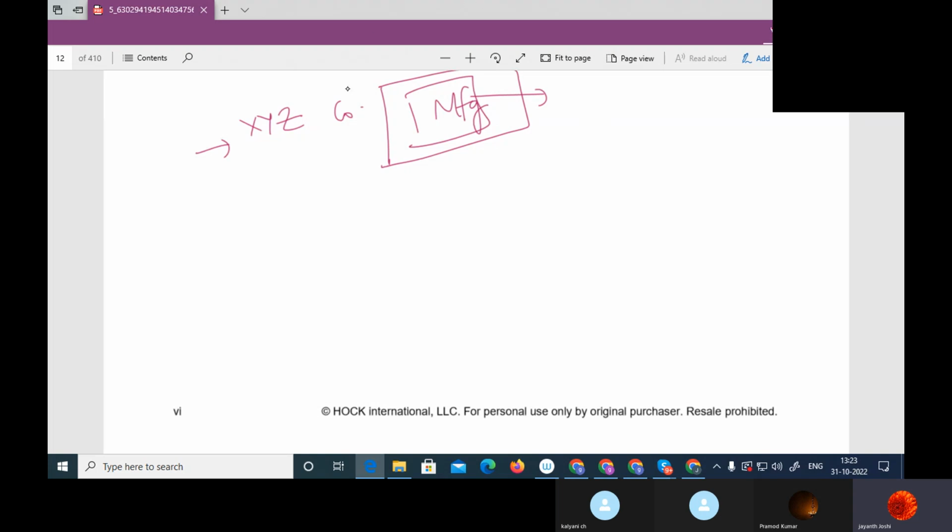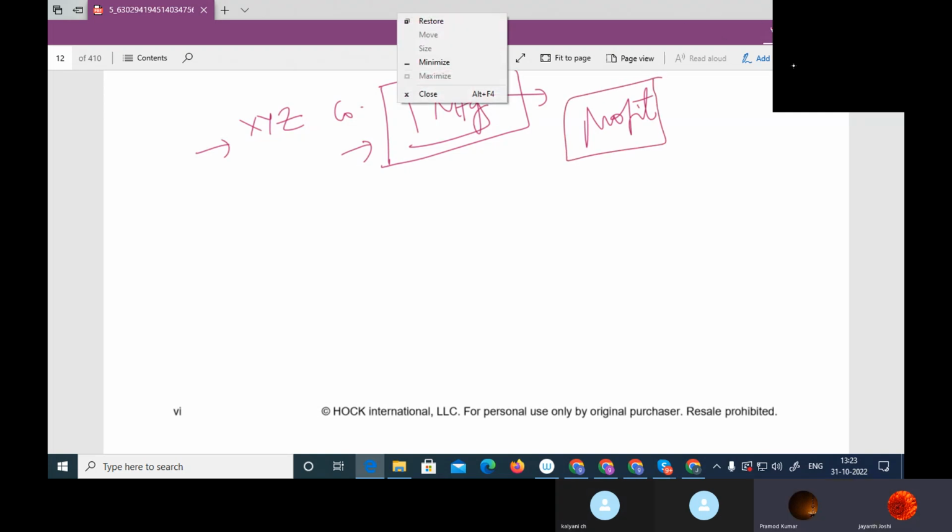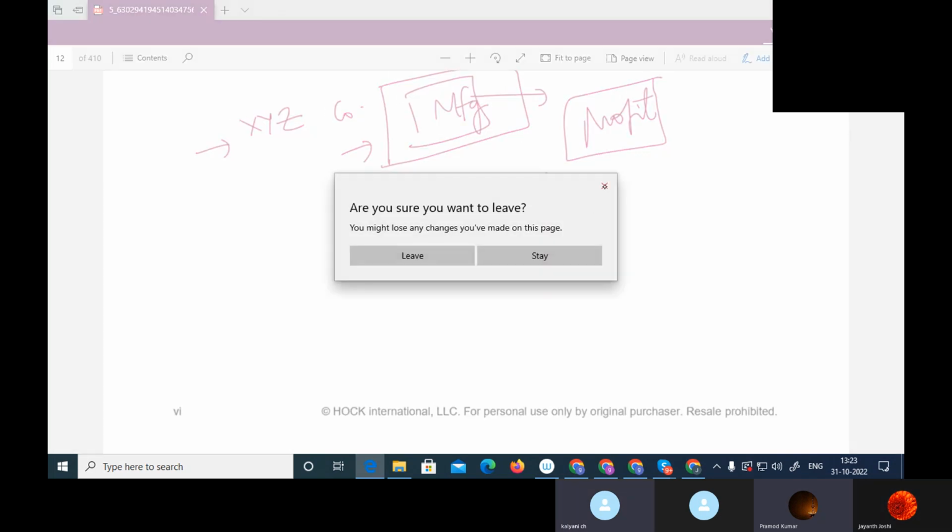In the same way, companies are here for one motive, that is what? What's the motive of a company? Profit. And to know this profit or loss, whatever the result will be at the end of the year, what they shall do? They shall prepare financial statements.